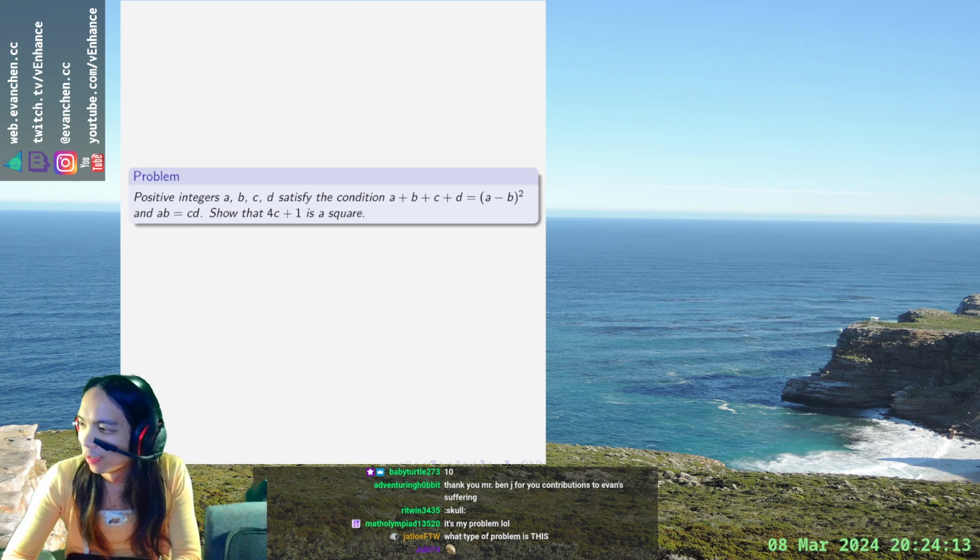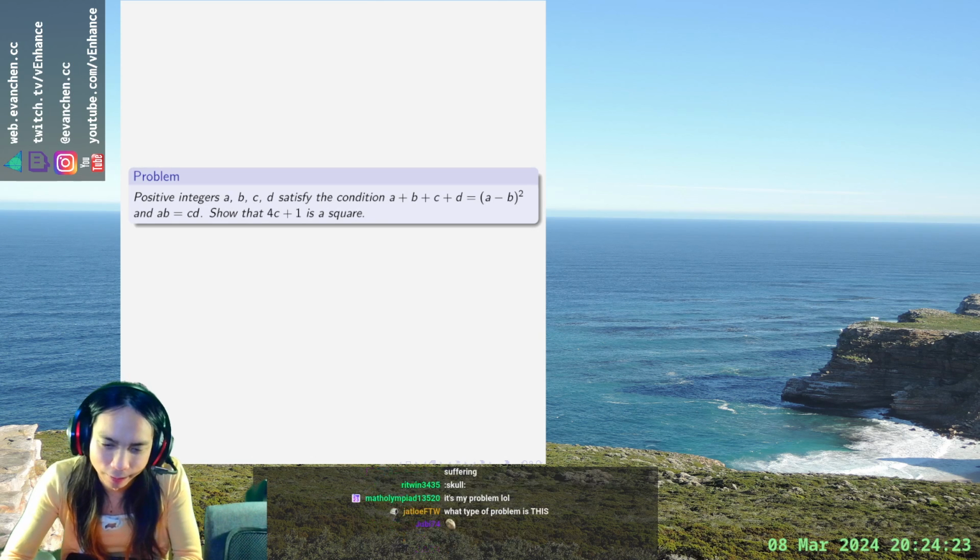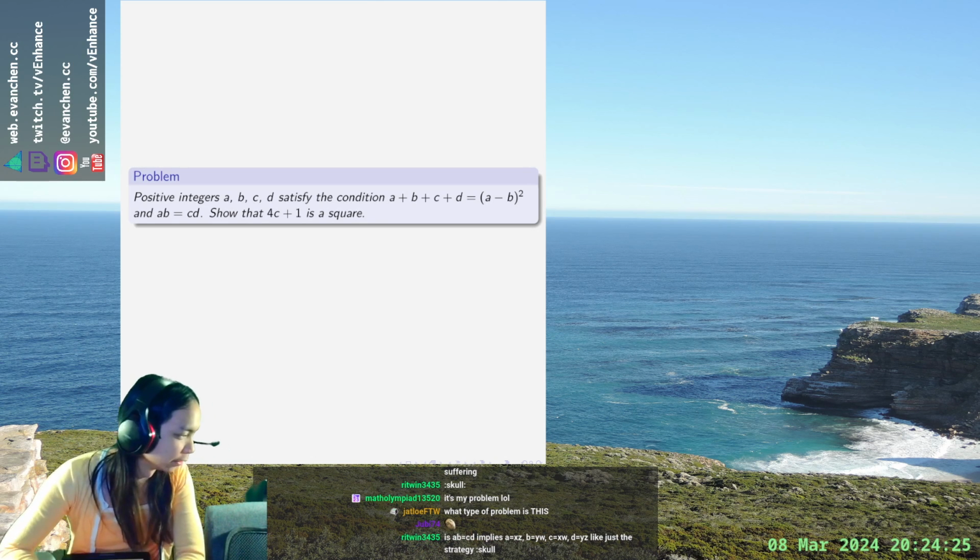Alright, hi everyone. So, this is some original number theory problem, and it says you have positive integers a, b, c, d, such that their sum is equal to (a - b)^2, and they satisfy ab = cd, and you want 4c + 1 to be a square.